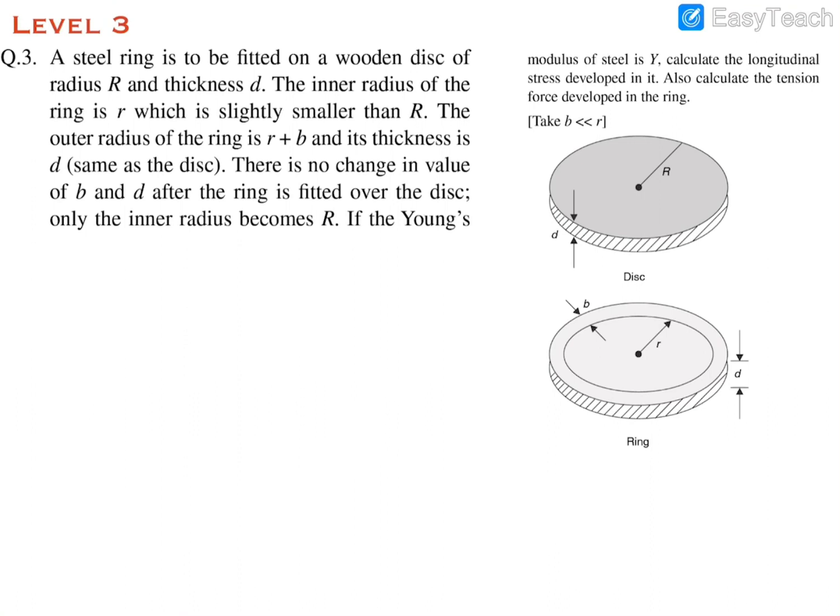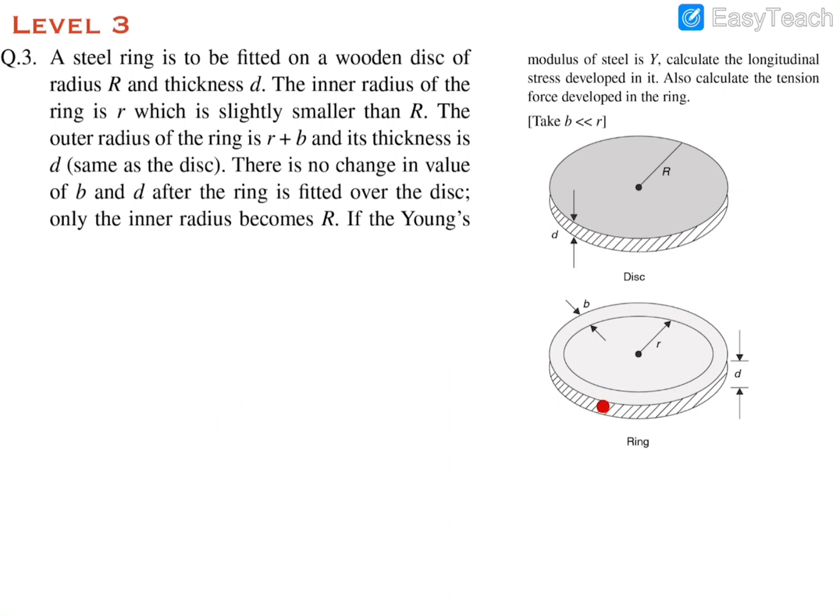In this question, it is given that there is a steel ring which is to be fitted on this disc. The dimensions of the disc are such that its radius is R and its thickness is d. This is the thickness, and the inner radius of the ring is small r, and the width of this ring is b, and this width of the ring is d. Now the outer radius of the ring is obviously r plus b, and the thickness of the ring is d, which is the same.